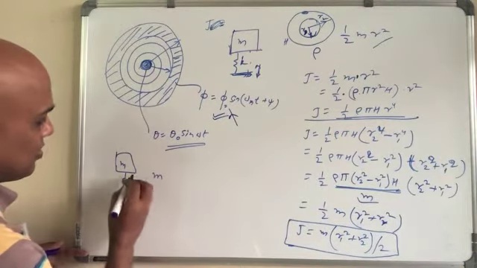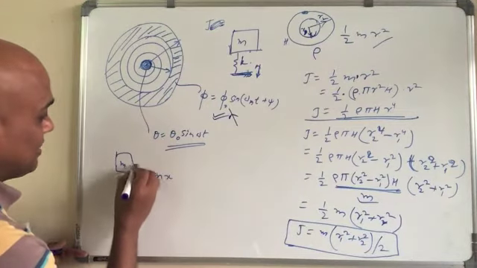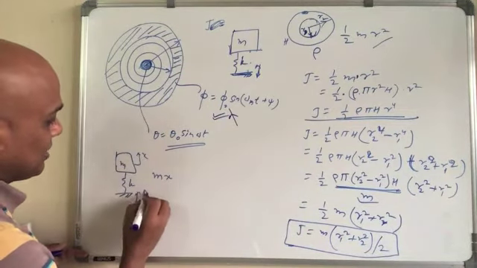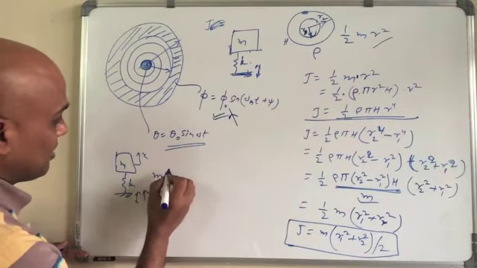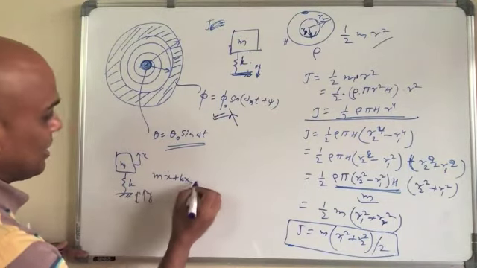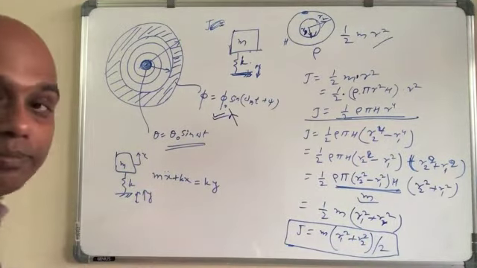The equation will be simply, you can actually derive it, if this is x and this is y, the equation will be m x double dot plus k x equal to k y. This will be the answer, simply.